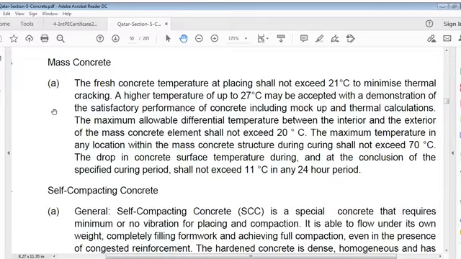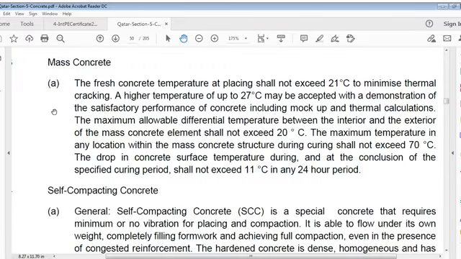This is a very important point which you have to understand. It means the internal concrete temperature during casting and hardening and the surface temperature should not differ by more than 20 degrees Celsius. This means you need complete, total, continuous control. This is a very important point we have to understand.